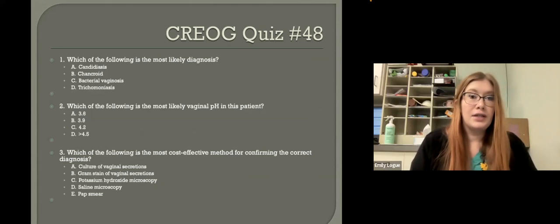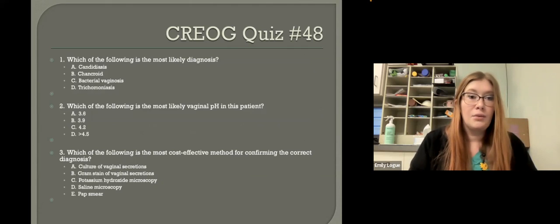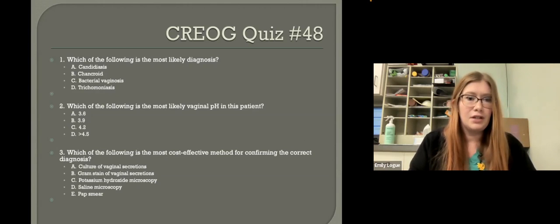Which of the following is the most likely diagnosis? Say trich. Which of the following is the most likely vaginal pH? I believe with trich it is more, it's 4.5 or greater than 4.5. And then which is the most cost effective for confirming? Cost effective would be saline microscopy, I assume.